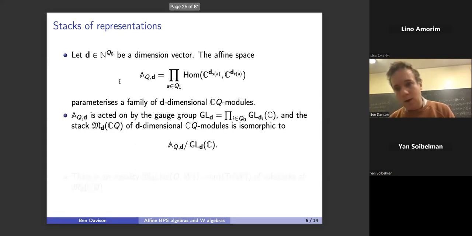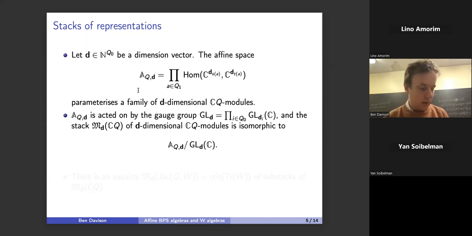But it's not hard to see that that overcounting is exactly accounted for by taking orbits with respect to a certain gauge group. That gauge group I'm going to denote GL_d, and this is the product over the vertices of essentially the automorphism groups of the vector spaces I'm assigning to the vertices. And the statement is that 2 points in this affine space correspond to isomorphic CQ modules if and only if they lie in the same orbit. And so at a slightly higher level of technicality, one can simply say that the stack of d-dimensional modules for the path algebra of Q is given by this quotient in the stack theoretic sense.